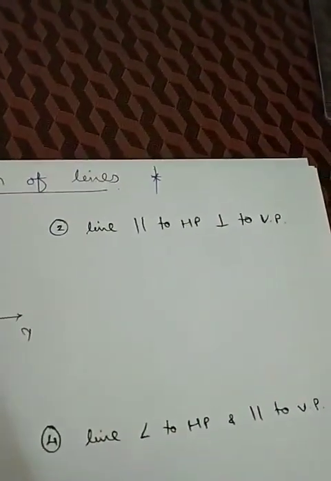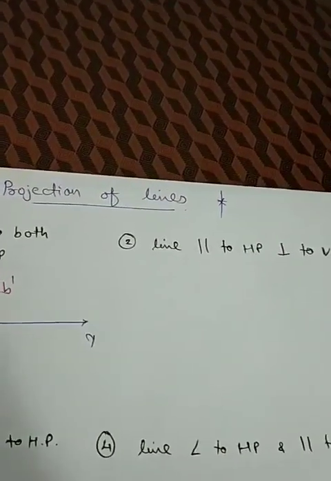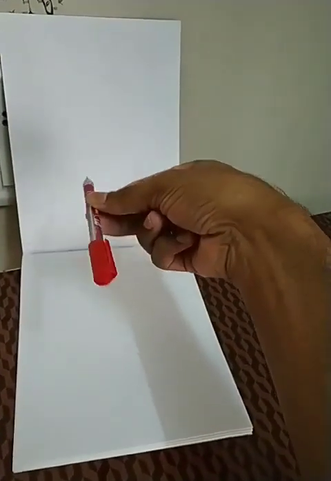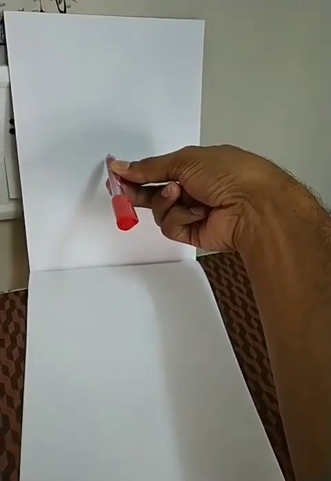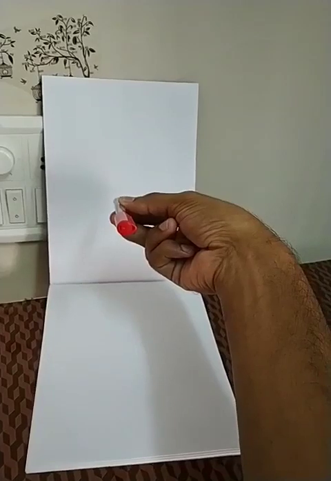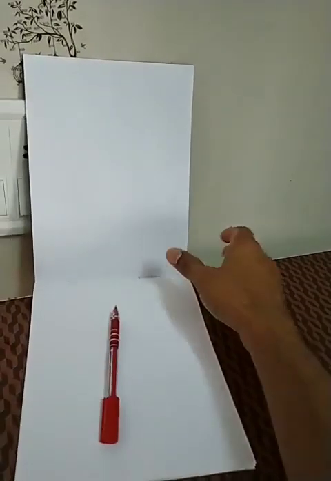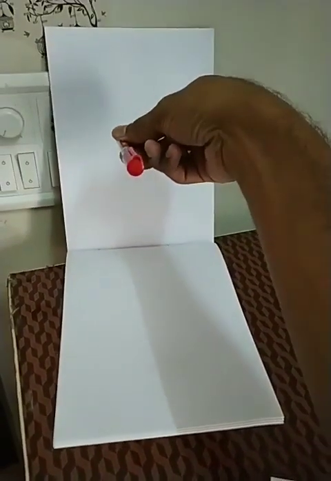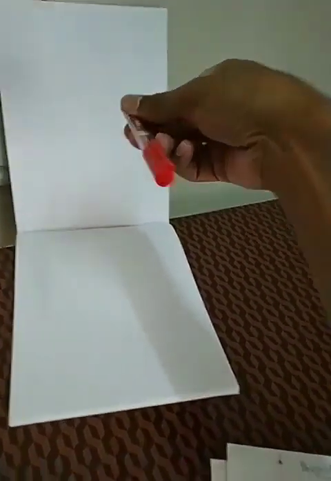The second position is called line parallel to HP and perpendicular to VP. So we can place the line like this. The line is parallel to HP and perpendicular to VP. As you can see, in the front view you can see only a point, and this line will be seen in the top view. So we can rotate this like this. The line will be in the top view, and in the front view we can see the dot only.